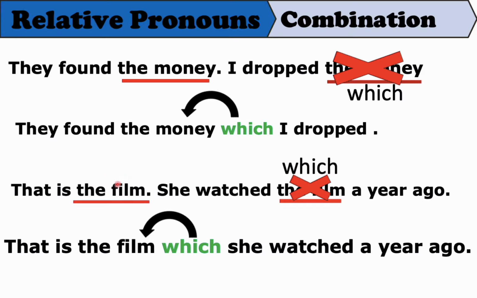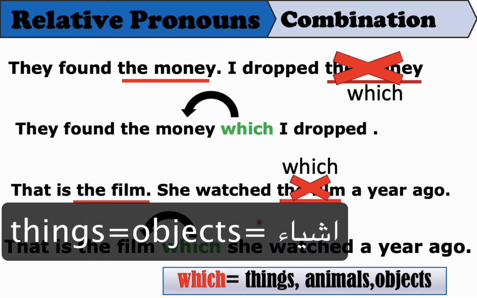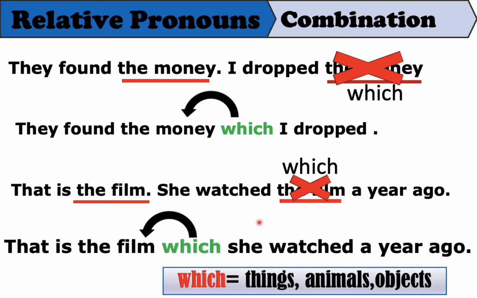We put it after the thing that is repeated. Okay? It is not correct to say, that is the film she watched which a year ago. No, this is the film which. So which is after the thing that is repeated. So what is repeated here? It is after the film. Because what does which refer to here? Which refers to film. So which is used for things, animals, or objects. Okay? Good.